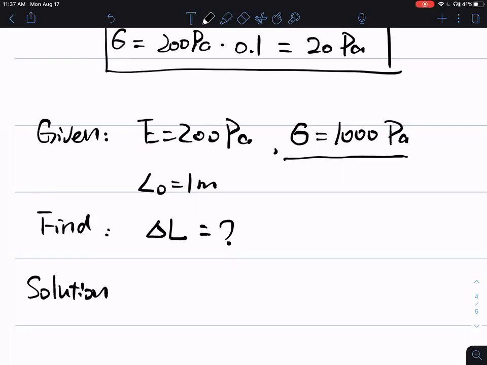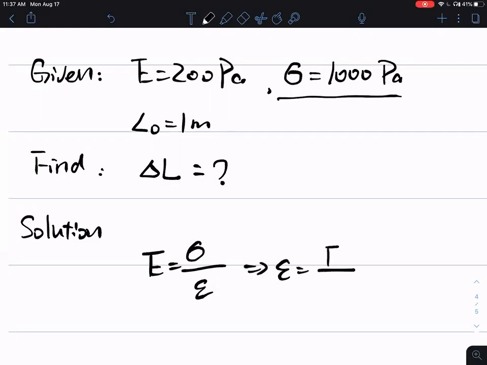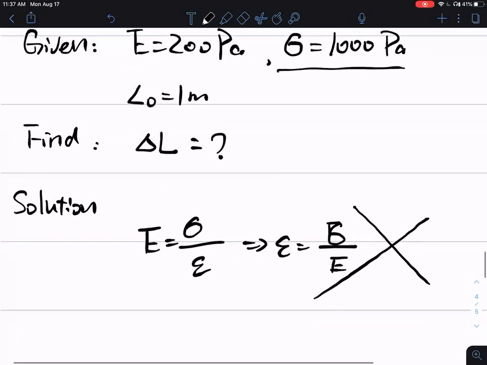If you have the stress strain diagram, you can easily locate where the 1,000 Pascal is on that diagram and decide if that is plastic deformation or elastic deformation. Because we don't have that information, if you did this, strain should be sigma divided by E. If you did this for this problem, it'd be all wrong, unfortunately.